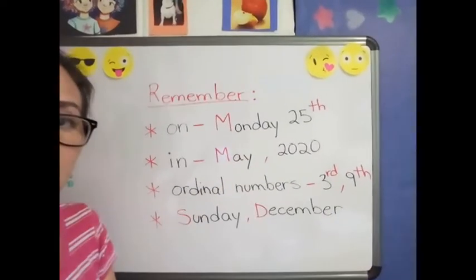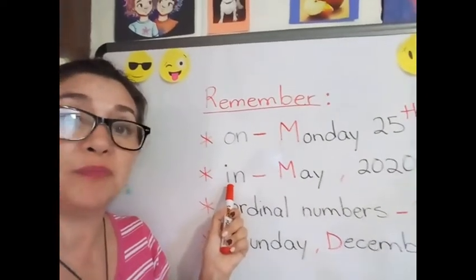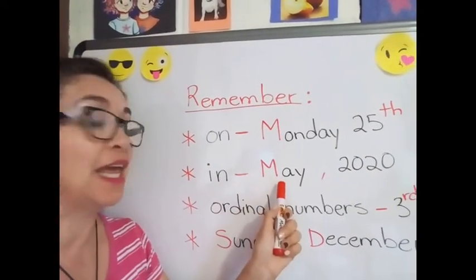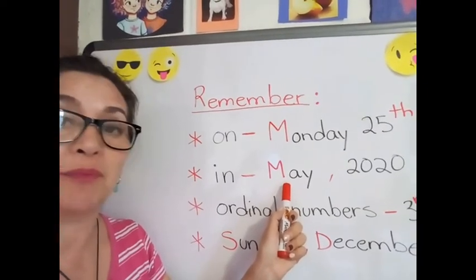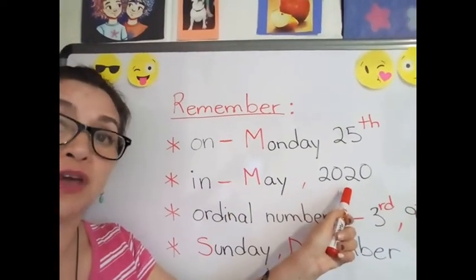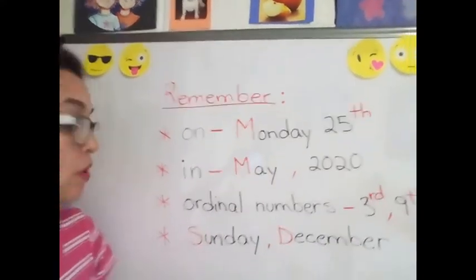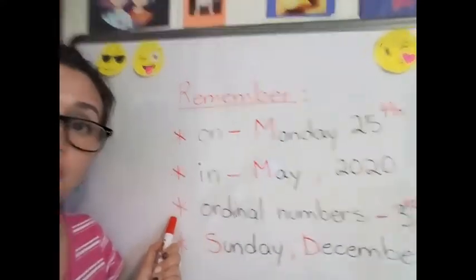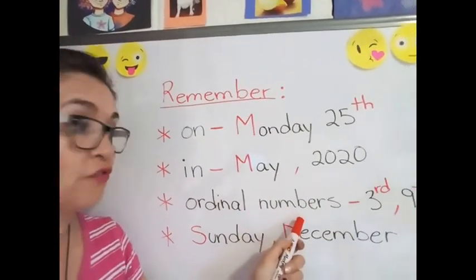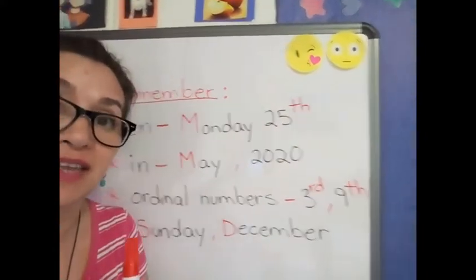And now, let's see when to use the preposition in. We use the preposition in before months. In May, in April, in July, in September. And also with years. In 2020, in 2013, in 1977. And this other important thing to remember, kids. We use ordinal numbers in English for the date. We say the 3rd, the 9th, etc.